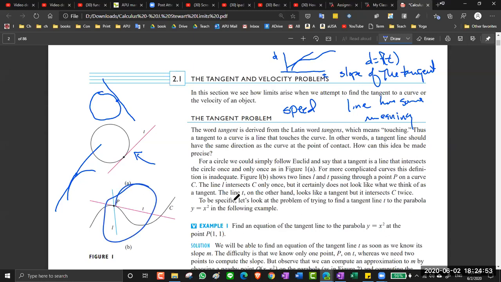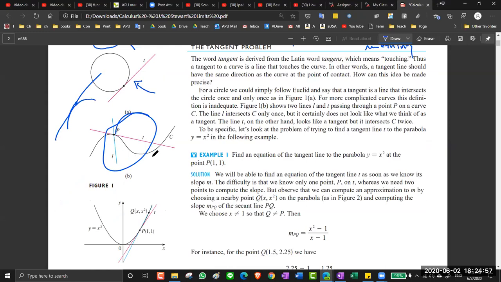But let's just talk about how to solve it. So here's a question, example 1. Find an equation of the tangent line to the parabola y equals x squared at the point (1, 1). So here is the y equals x squared parabola. One of the points on there is when x equals 1: when f of x equals x squared, then f of 1 is 1. So we know that one of the points is (1, 1) right here. What we want to do is find the equation of this red line. Okay, is this clear?